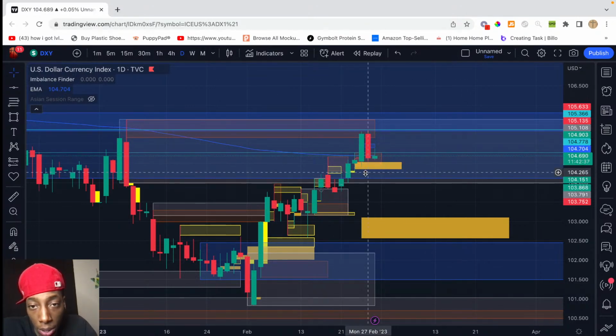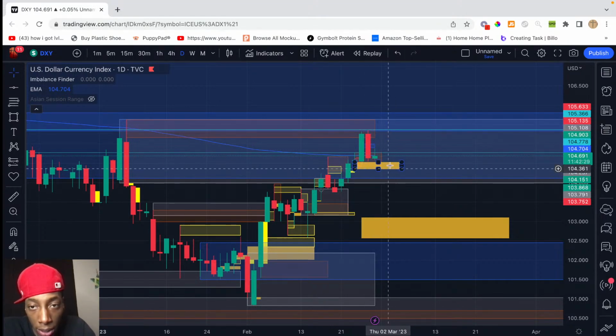We can see we got a small gap underneath this small range. So I drew my fibs from this bottom right here to this top, and this is the golden zone right here.